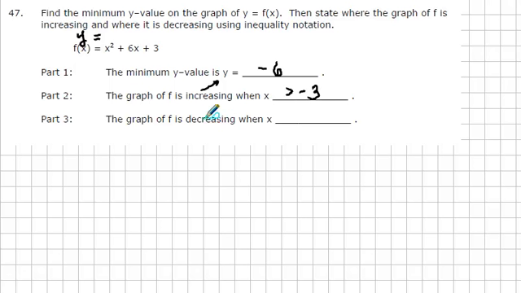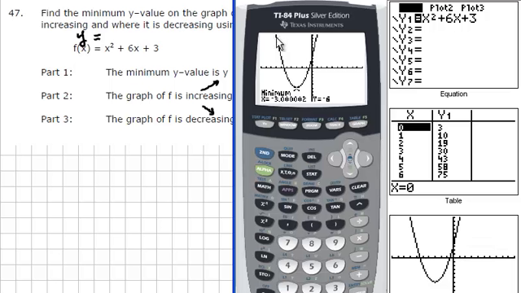Decreasing means that the graph is falling from left to right. So we look back at the graph and we see that the graph is decreasing to the left of the lowest point. The x value of the lowest point is -3, so the graph of the function is decreasing when x is less than -3.